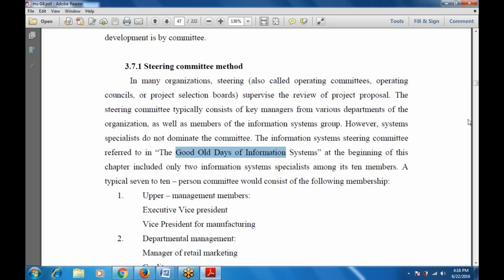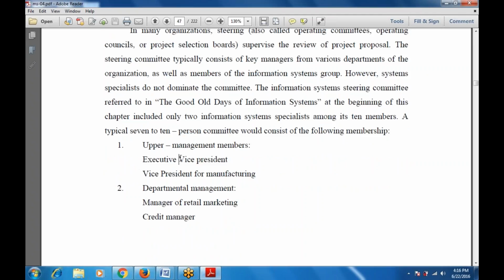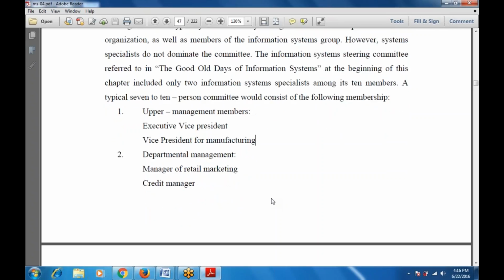Now, this is the listing of the members, which typically ranges from 7 to 10. A committee would consist of the following membership. The first is upper management, such as the executive vice president and the vice president for manufacturing. The next is departmental management, which consists of the retail marketing manager and the credit manager.